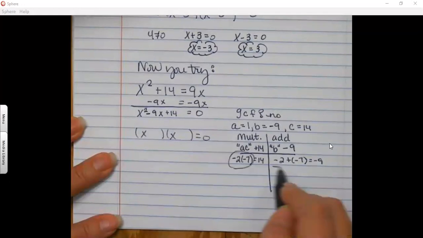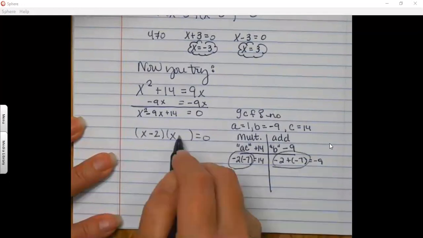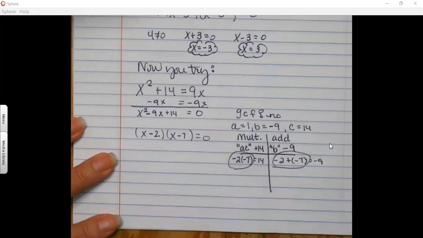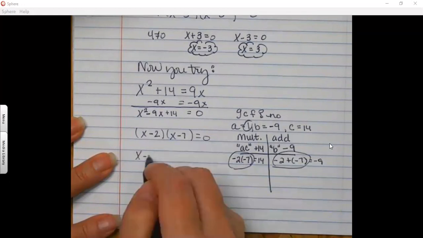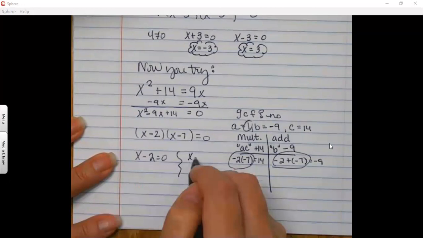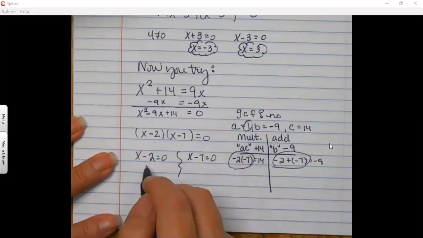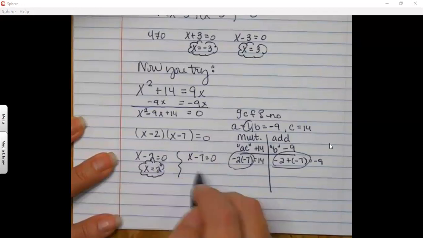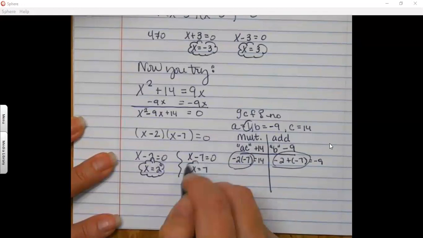Do we need to divide and slide on this one? No, because A is 1. Okay, so I've factored completely, but have I solved? No. So I set each factor equal to 0, and I solve for x. On this one, when I add 2 to both sides, I get x equals positive 2. And over here, when I add 7, I get positive 7. And again, that tells me where my parabola would cross the x-axis. Am I right?